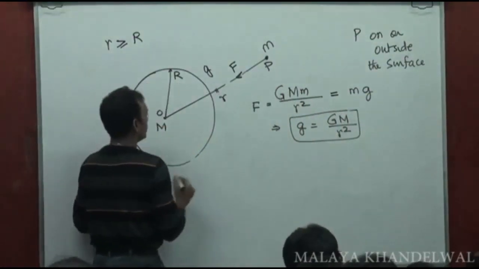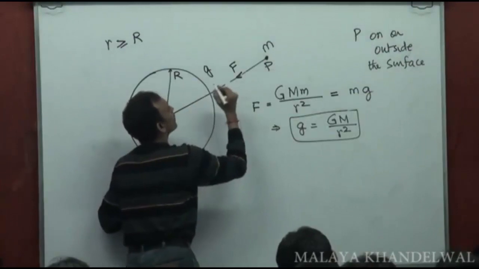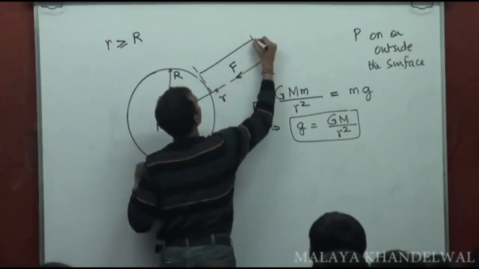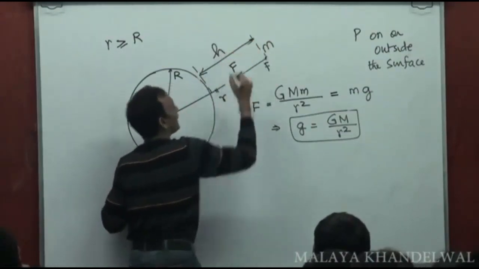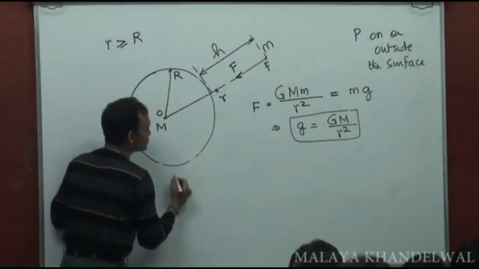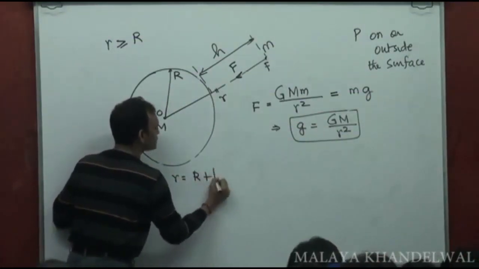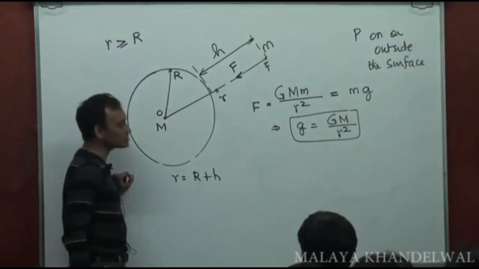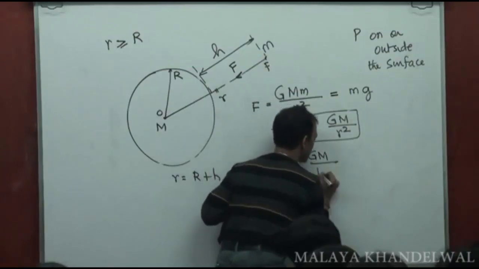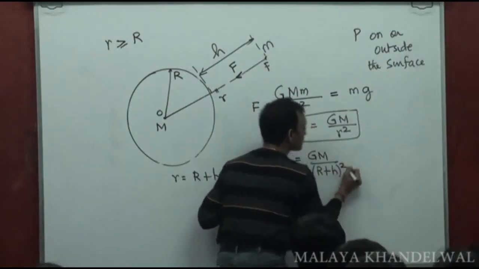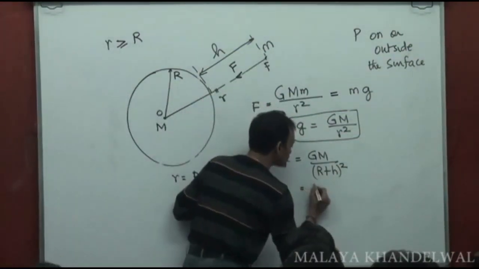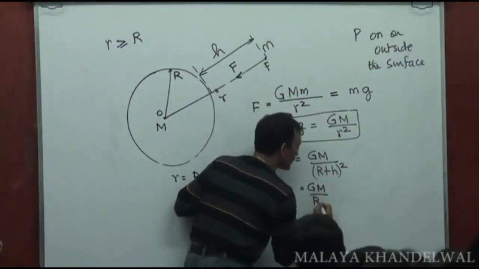Now suppose this point P was at a height h above the surface of the Earth, and capital R was the radius of the Earth. Then do you realize that small r is capital R plus h? So g for points outside will vary like GM by (R plus h) whole squared, which I can write as GM by R squared.